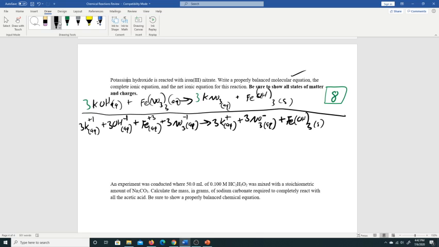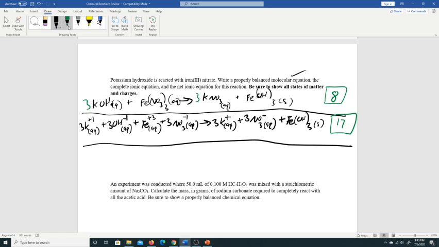So whatever is water soluble, we'll split up. Whatever the solid is, we leave alone. If the question asks about the sum of the coefficients, it'd be 3 plus 3 is 6, plus 1 more makes 7, 8, 9, 10, 11, 12, 13, 14, 15, 16, 17. Alright, so that's the full or complete ionic equation.